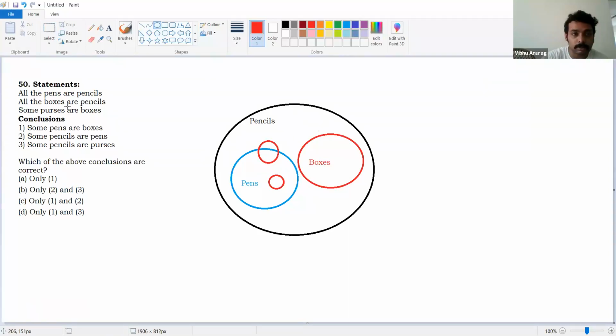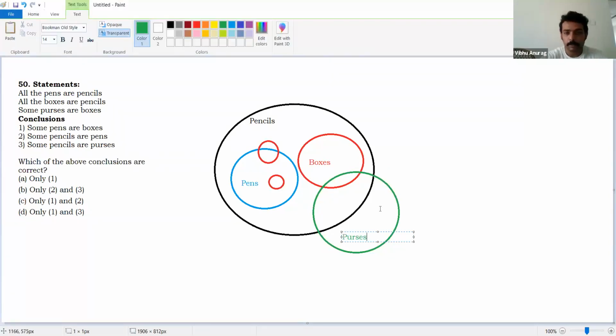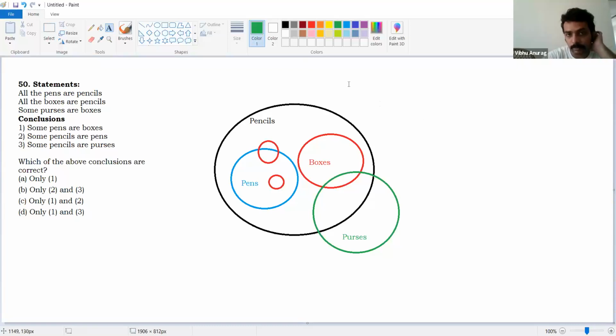Some purses are boxes. So let this be the circle for purses. Some purses are boxes. Purses can also be drawn like this. So there are many possibilities. Anyway, I don't think it's that important either.